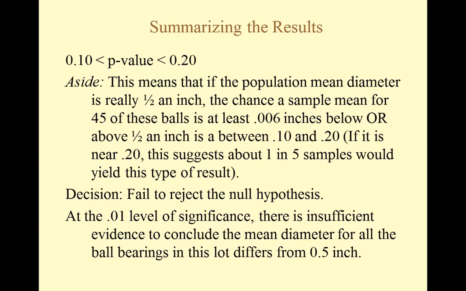So what happens is this isn't very unusual to see if my population mean, the mean for all of the balls in the lot, is half an inch, then this wouldn't be unusual to see at all. Okay, so it doesn't make me doubt that the mean really is half an inch. So at a 0.01 level of significance, there's insufficient evidence to conclude that the mean diameter for the entire population, all the ball bearings in the lot, differs from half an inch.